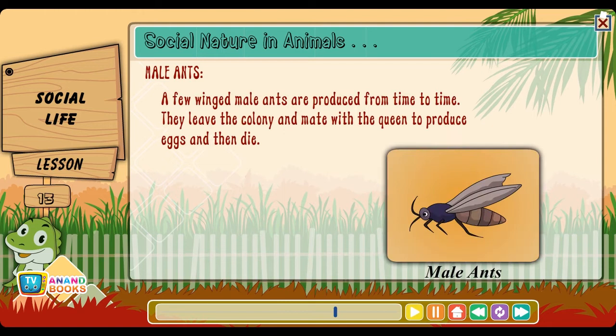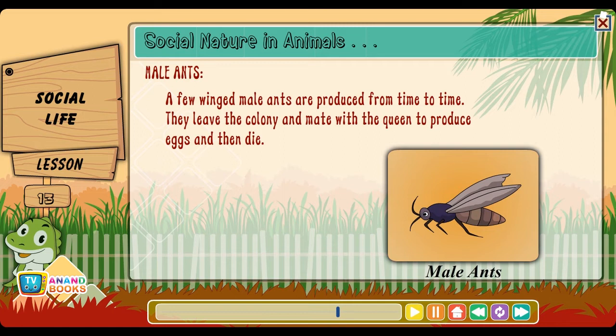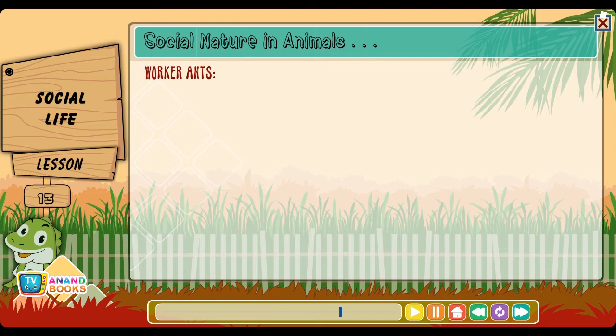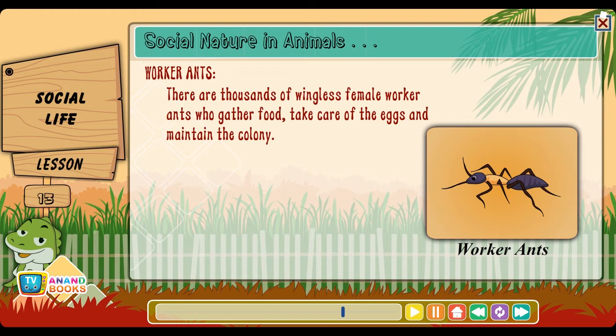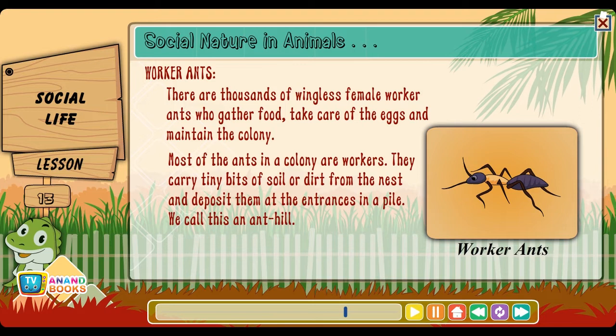Male ants. A few winged male ants are produced from time to time. They leave the colony and mate with the queen to produce eggs and then die. Worker ants. There are thousands of wingless female worker ants who gather food, take care of the eggs, and maintain the colony. Most of the ants in a colony are workers.